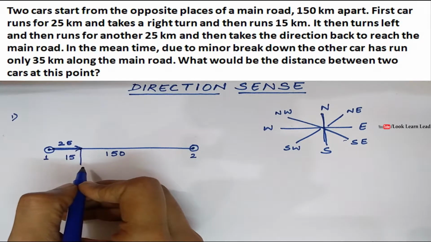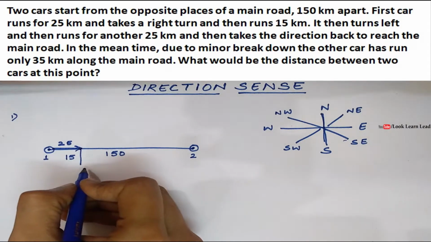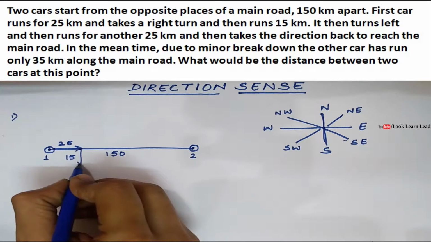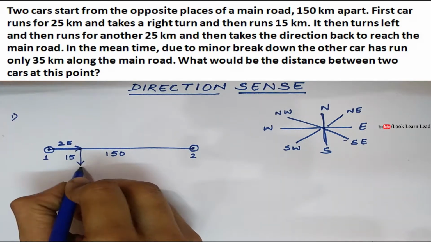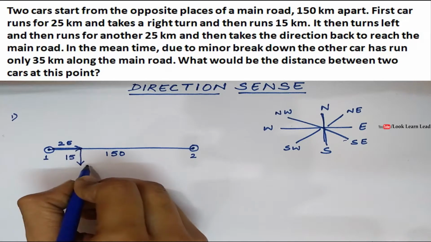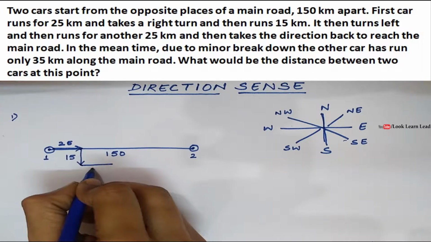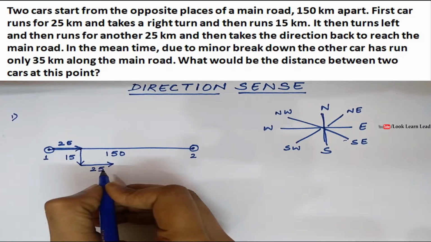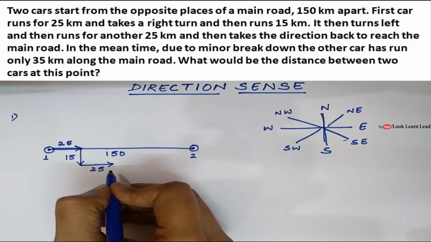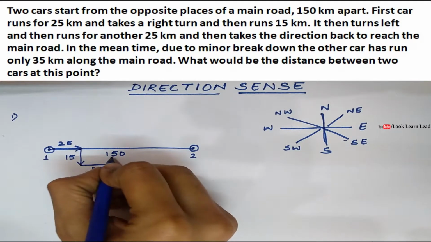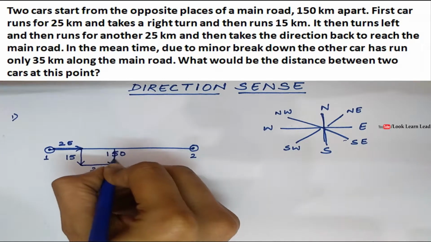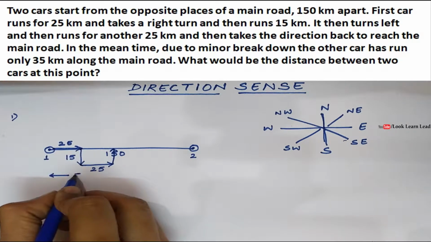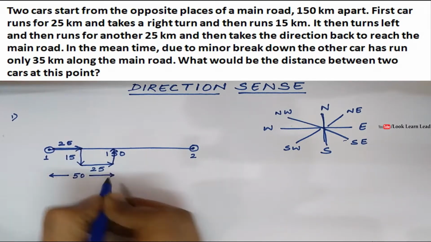Is it given like this only? Okay. Then it turns left and then runs for another 25 km. Now the direction is this, so its left would be this, okay. Then it turns left and runs for another 25 kilometers, okay. Now its direction is this, okay. And what is given, and then it takes a direction back to reach the main road. So back to reach the main road means it has to travel like this, so it reaches the main road, okay. So total from here till here it has covered 50, okay.